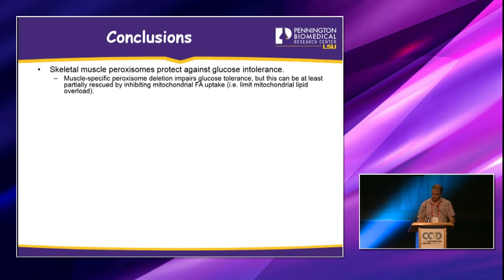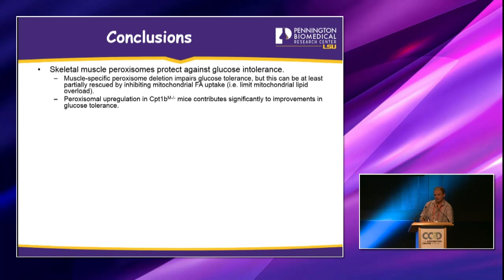But with that being said, the take-home messages from the talk really are, so I think we have pretty compelling evidence to at least suggest that peroxisomes in skeletal muscle do help maintain whole body glucose homeostasis, because when we knock out peroxisomes in the muscle, that impairs glucose tolerance. However, that can be restored if you limit mitochondrial lipid overload by inhibiting CPT1. Likewise, in the CPT1 knockout animals, it seems like the improvements in glucose tolerance, at the very least, are pretty dependent on their ability to enhance peroxisomal function.